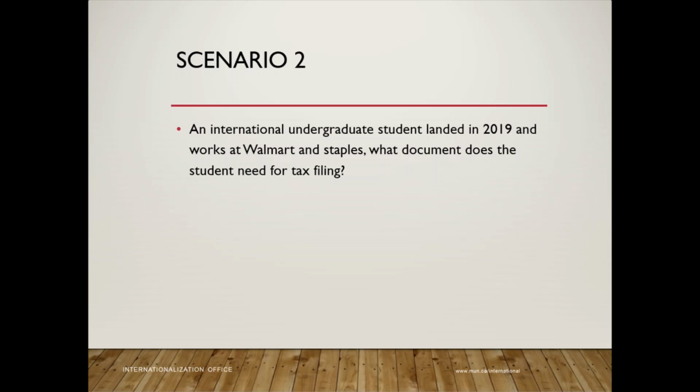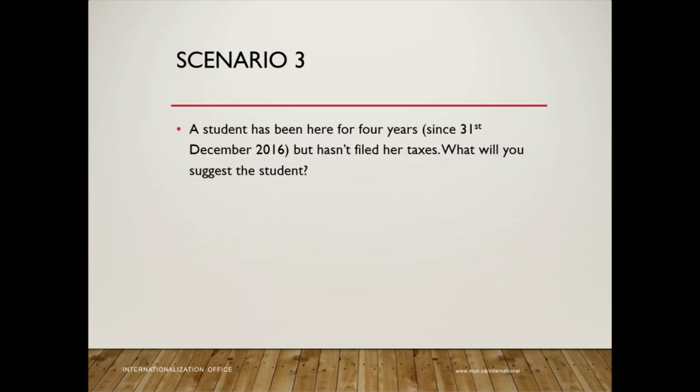What document does the student need for tax filing? Again, very simple. He or she is a student, so they will have T2202A, which is a tuition form, as well as insurance premiums, and they should have individual T4s from Walmart and Staples. So again, T2202A and insurance premium from MUN, and T4 from Walmart and Staples.